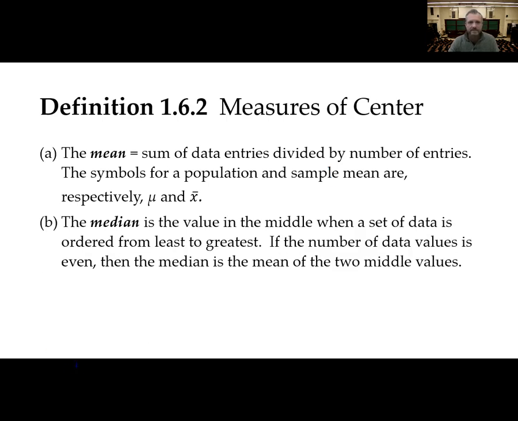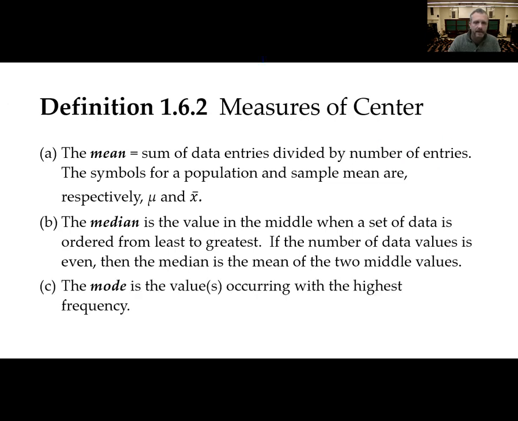The median is the value in the middle when a set of data is ordered from least to greatest. Now, it's possible for 2 values to occupy the middle when the data is ordered. If that's the case, then we just take the mean of those 2 middle values. And then finally, there is the mode, and that's just the number that occurs with the highest frequency.